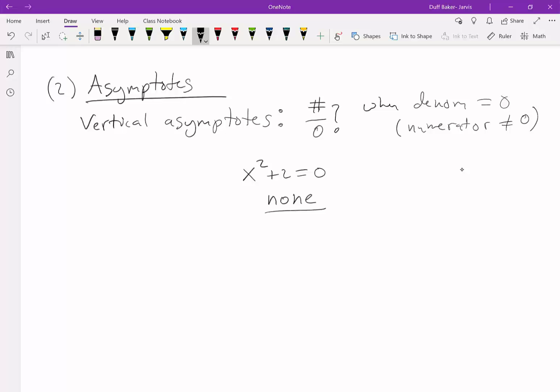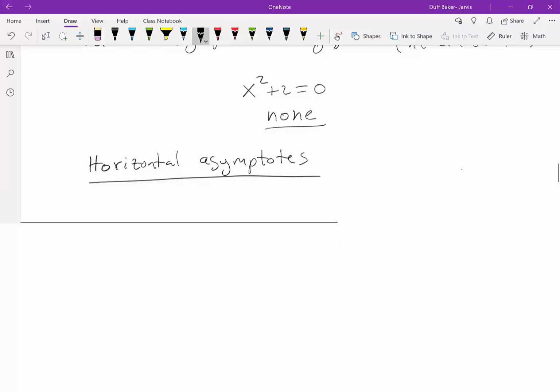Okay. For horizontal asymptotes, well, those were what we were just learning about last time. And so remember, the way you tell what the horizontal asymptotes are, at least the way I showed you last time, is you just consider what happens as x gets really big or really big and negative. So we compute the limits at infinity.